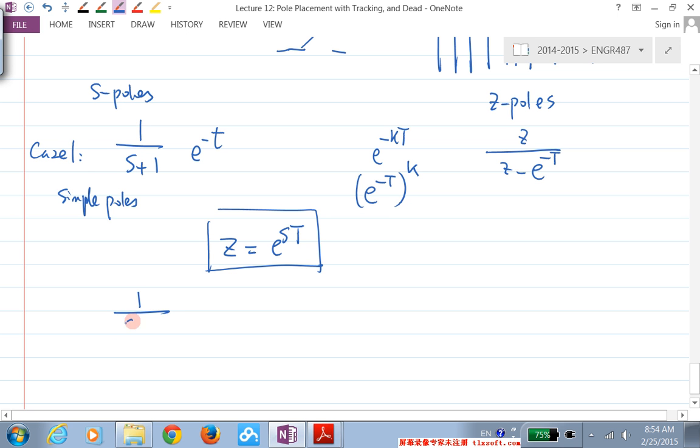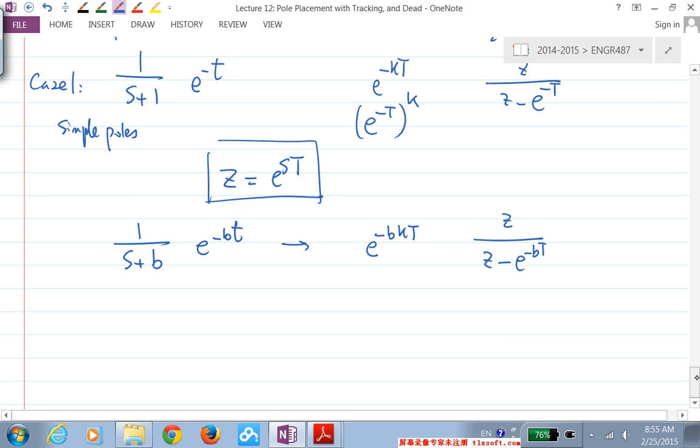We can maybe use a more generic case here. If this location is negative B, it's BT. So after sampling, you get e to the power negative kBT. Then the Z transform is z over z minus e to the negative BT, because this is like a to the power of k.